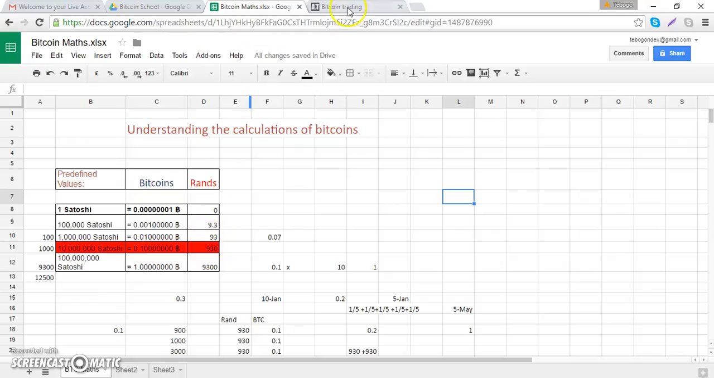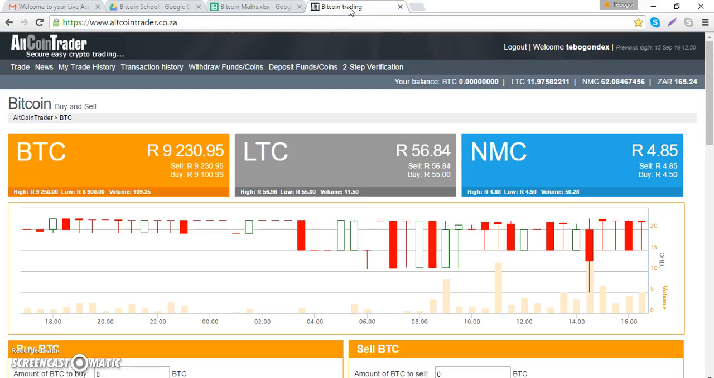Therefore, we'll go back to our altcoin trader website, and you see that your Bitcoins are 0.00000000. That's how we write Bitcoins. It always has many decimal places behind it. When you compare it with your rand value, which always has 2 decimal places, which is cents, your Bitcoin will always have many decimal places.